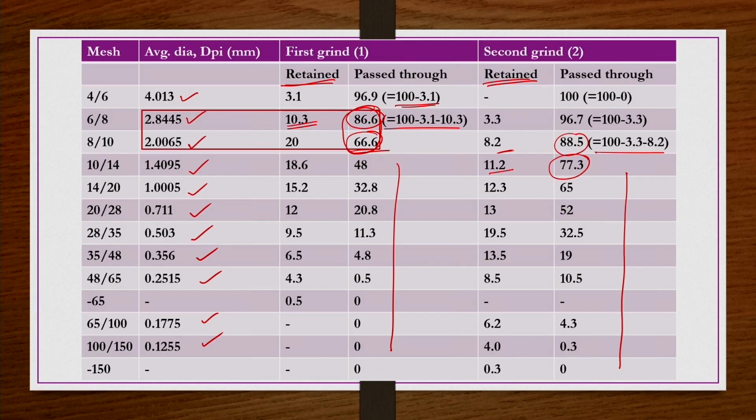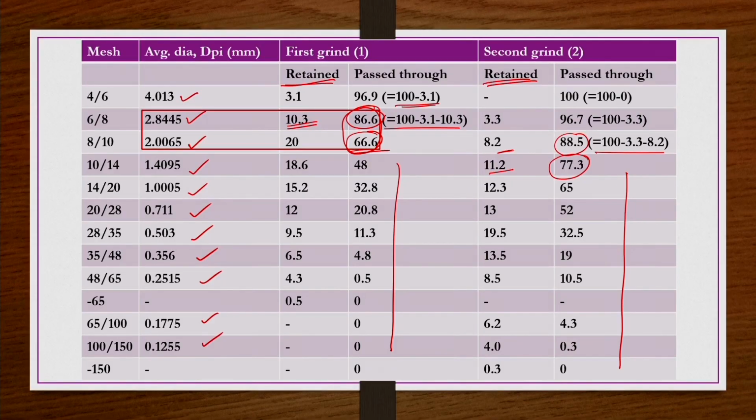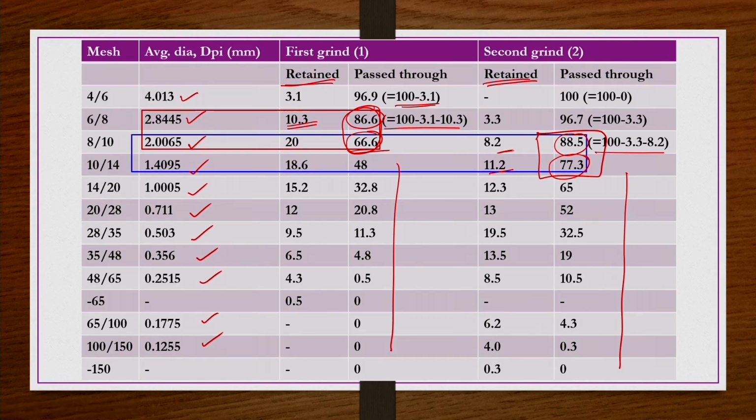Similarly, for the second grind, you plot the material passed-through fraction versus DP, and corresponding to 80%, whatever the DP is, that should be taken as DPB for the second grind. You can also do interpolation; we are not going to do the graphical methodology. Similarly, in the second case, somewhere between 88.5 and 77.3, 80% is passing through, and the corresponding average DP we take as the product DPB.